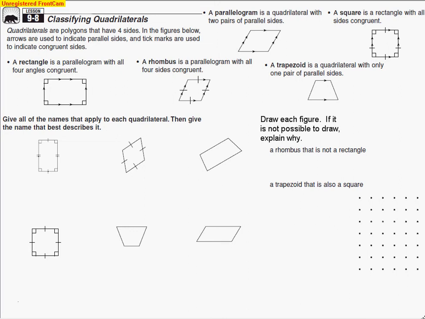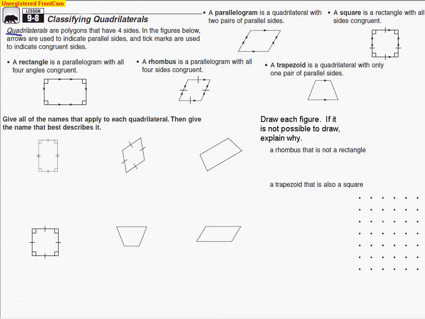Today we are going to classify quadrilaterals, and the definition is given right below that title there. It says quadrilaterals are polygons. So polygons means many different angles. And these quadrilaterals have four sides, and that's where the prefix quad comes in. So when you see that prefix, you always think of four.